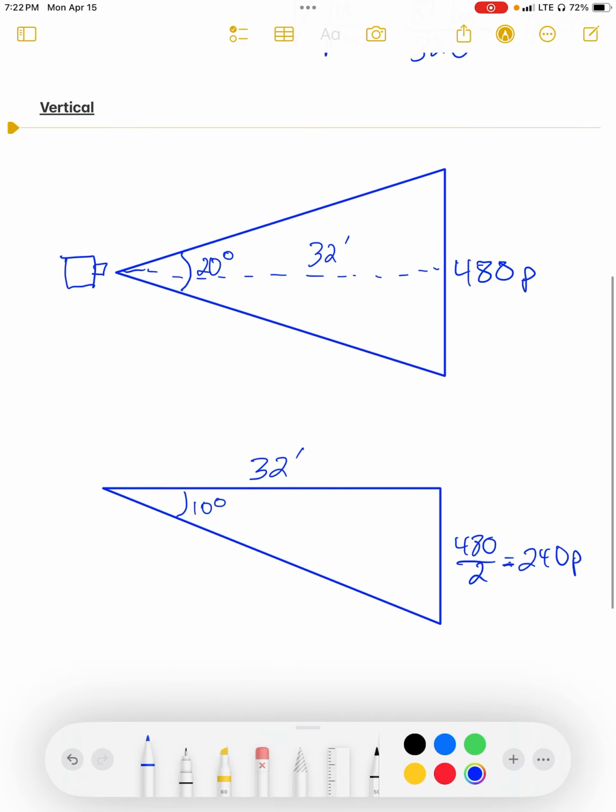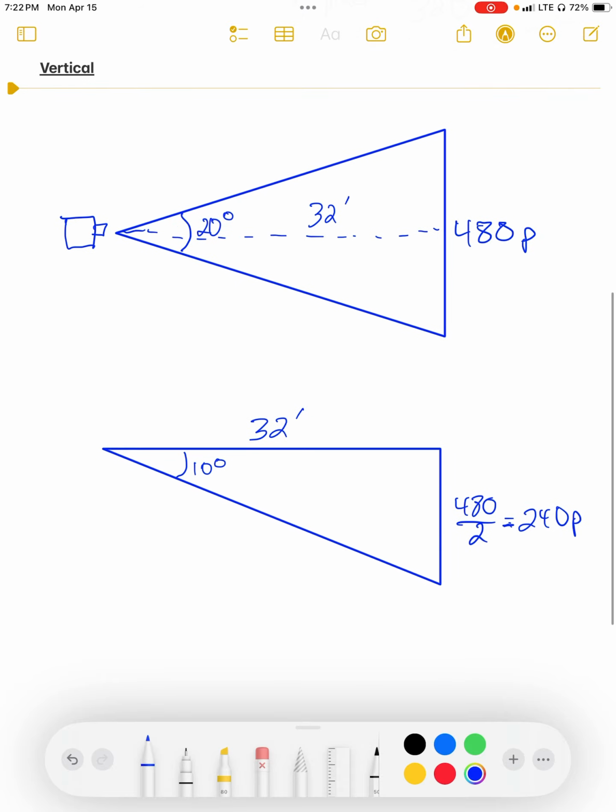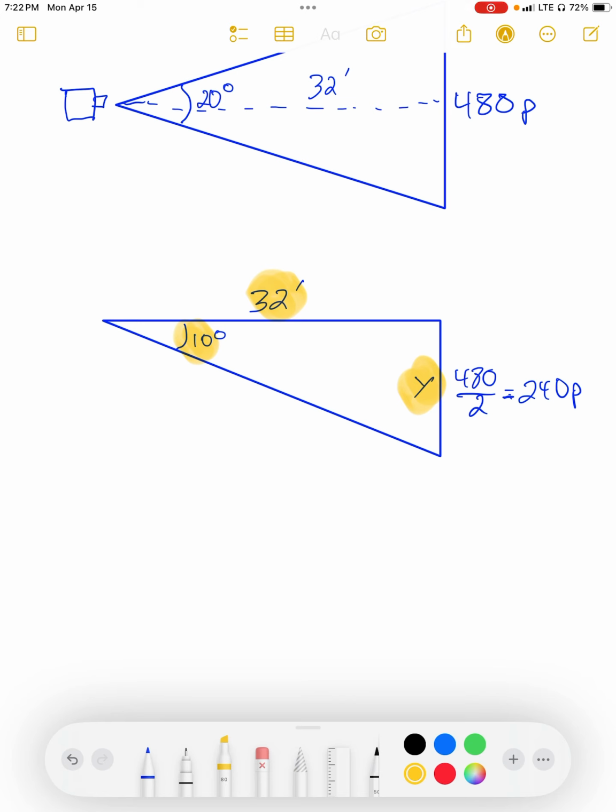And now we use the same formula. So again, because we know an adjacent and we have our angle, and we're trying to find an opposite, we'll call this y. So we're trying to find y as the opposite. We can do a tangent problem again.